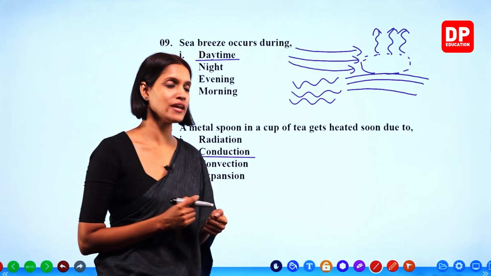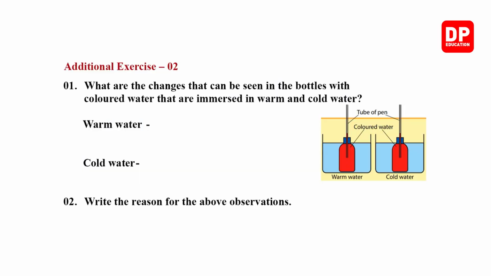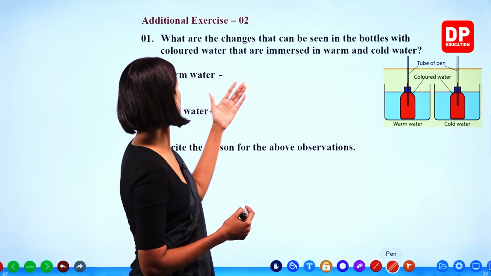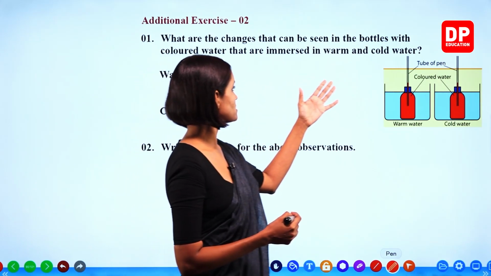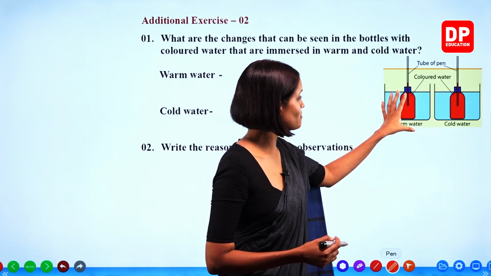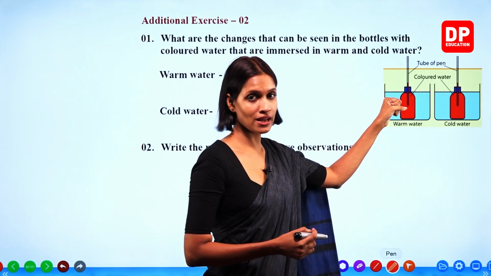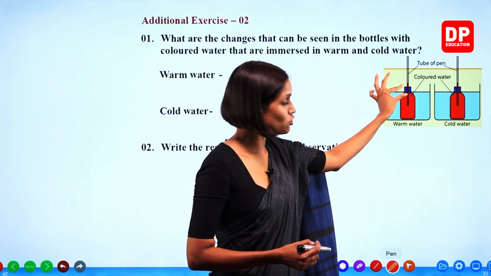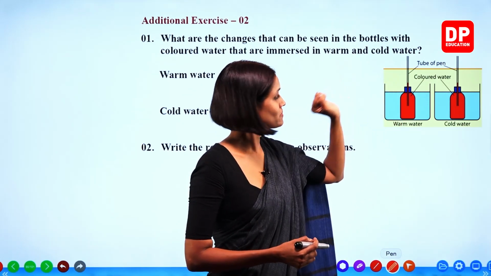Right? We'll move on to the next. Exercise number 2. Do you remember we did this activity, children? What are the changes that can be seen in the bottles with colored water that are immersed in warm and cold water? We used 2 similar bottles, filled both of them with colored water, and fixed empty pen tubes to both of them with a rubber stopper, right?